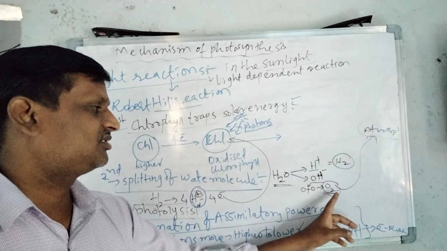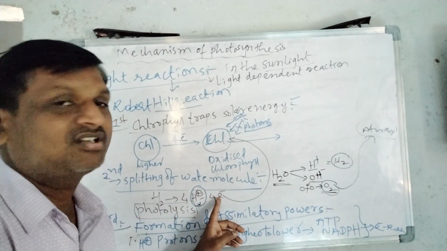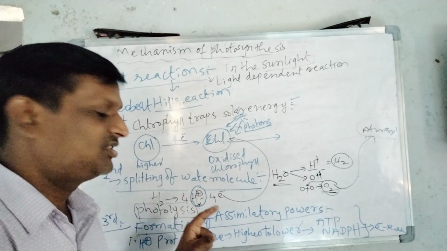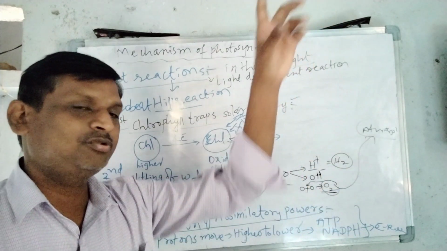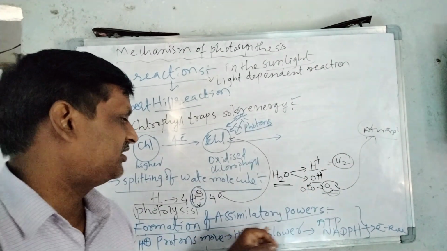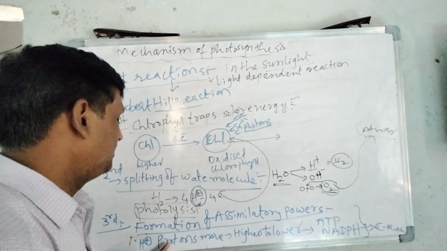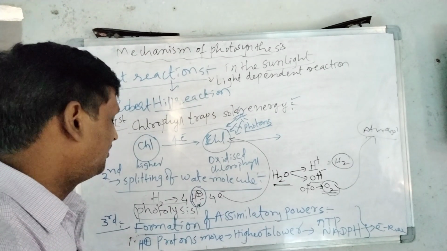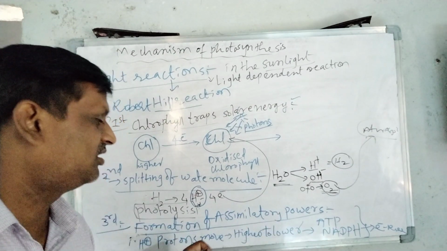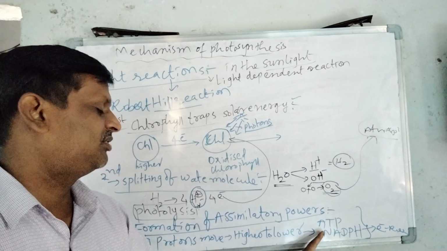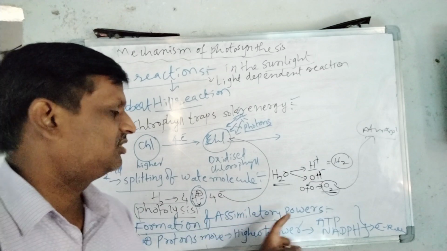In photolysis, oxygen is produced. Hydrogen is formed. When hydrogen is split again, protons and electrons are produced. Protons remain in the thylakoid membrane, whereas electrons are received by the chlorophyll, and the remaining oxygen escapes into the atmosphere. Whereas for the formation of assimilatory powers, the remaining protons in the thylakoid membranes increase in concentration. When their concentration increases, they move from the higher concentration to lower. This movement can produce the energy that is called ATP and NADPH. So this is called assimilatory powers.